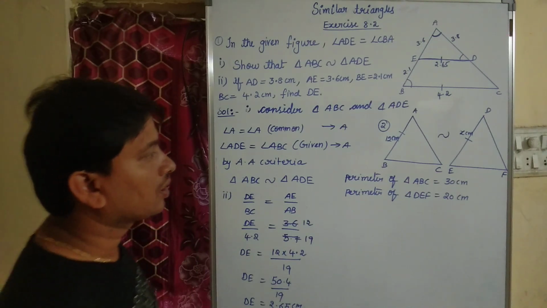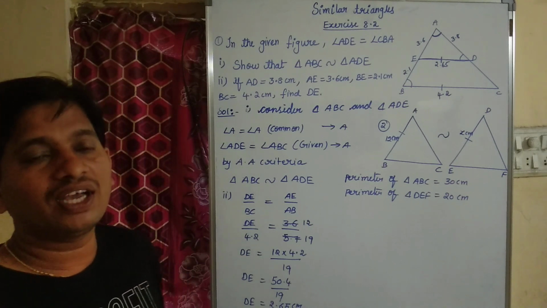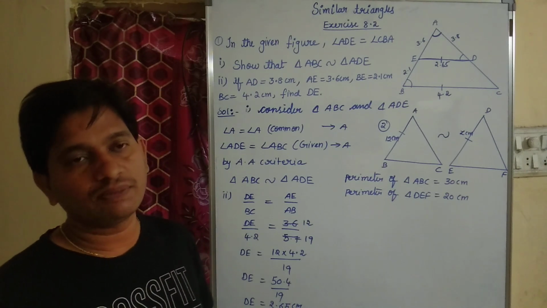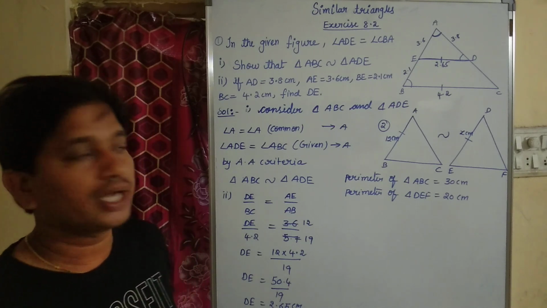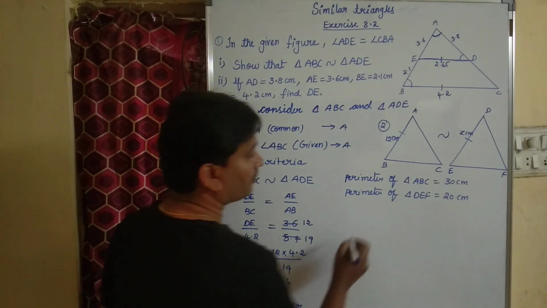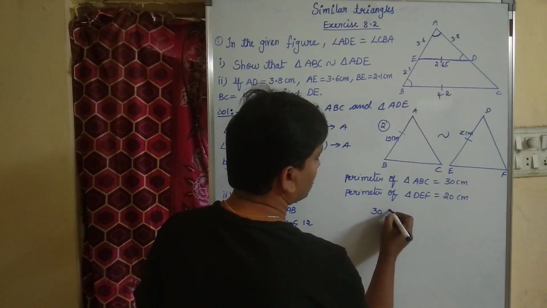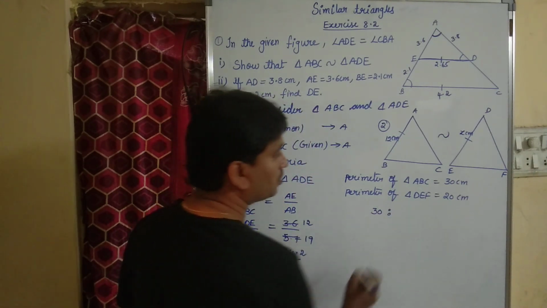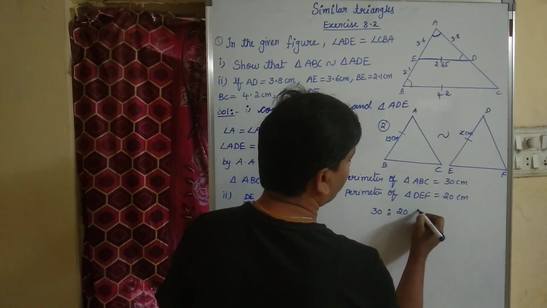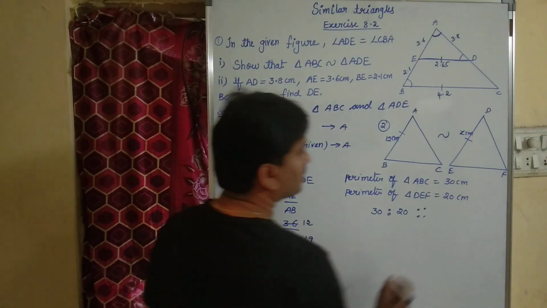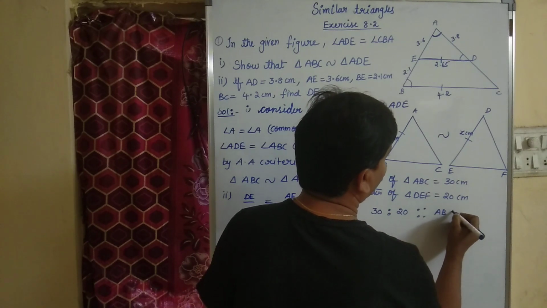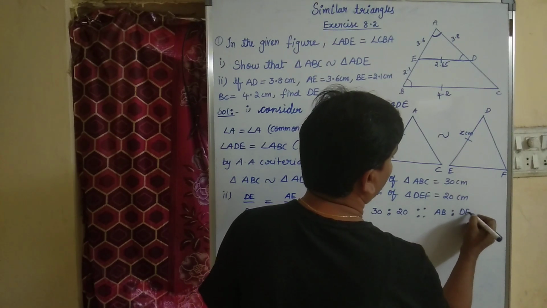Thus, if they are similar, their corresponding sides are in the same proportion, no doubt at all. So, the perimeter of triangle ABC is to the perimeter of triangle DEF as AB is to DE.